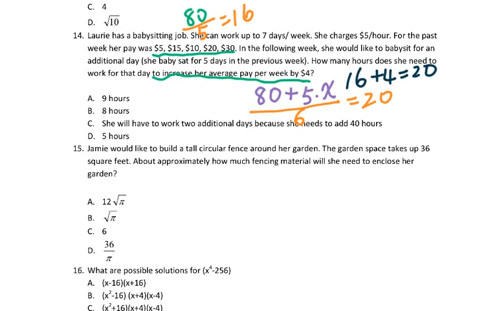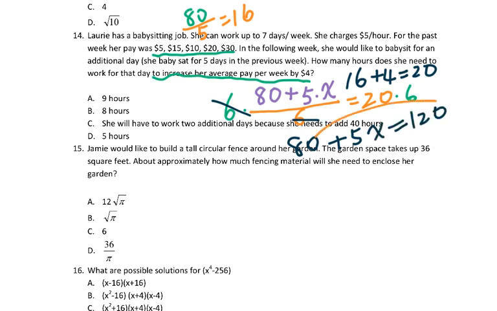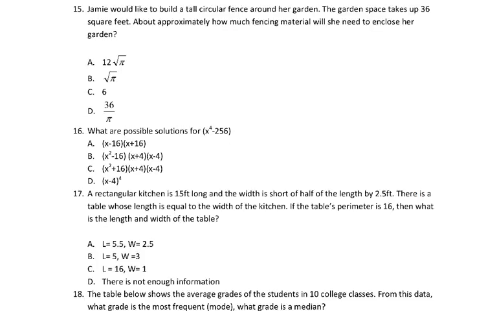So we solve this one, multiply by 6 on both sides. You will get 80 plus 5x equals 120. Then you subtract 80 from both sides, and get 5x equals 40. Therefore, x equals 8. B will be your answer.